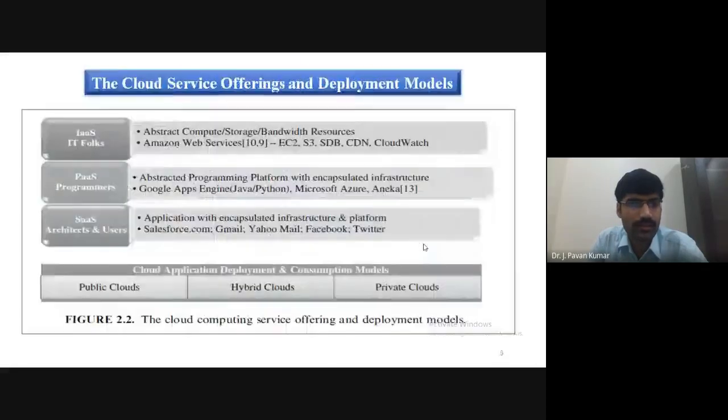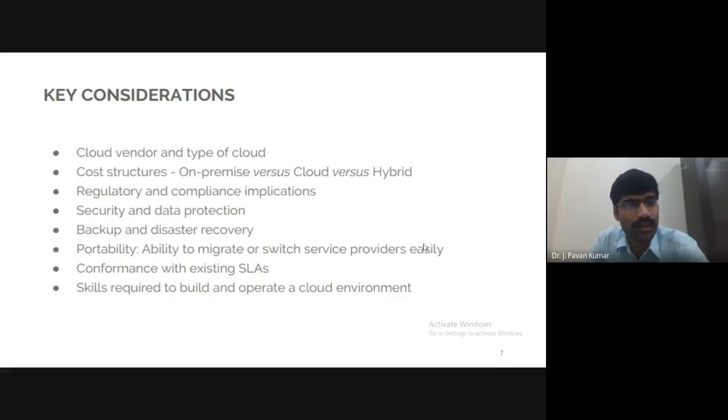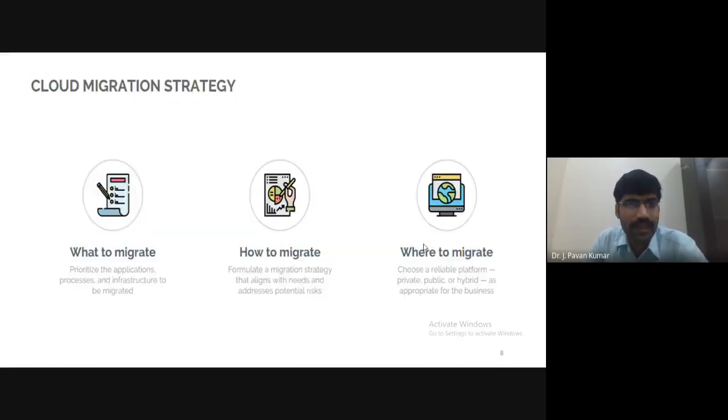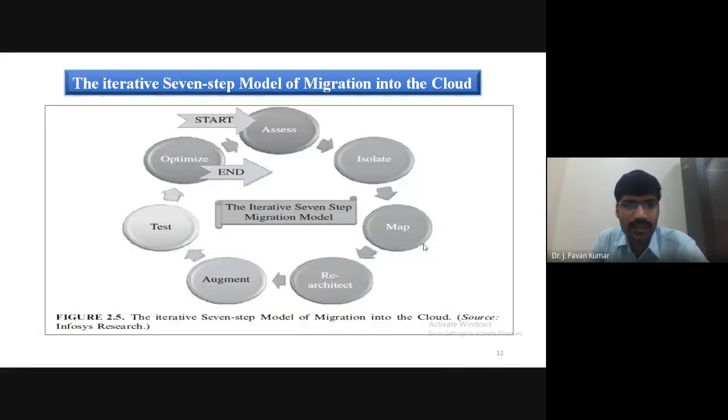Got it? So we have seen the reasons for migration, and the things to be considered while migrating. Then the 7-step model: assessment, isolation, map, re-architect, augment, test, optimize. And these things we will be iterating until we get the optimized, intended version of it.